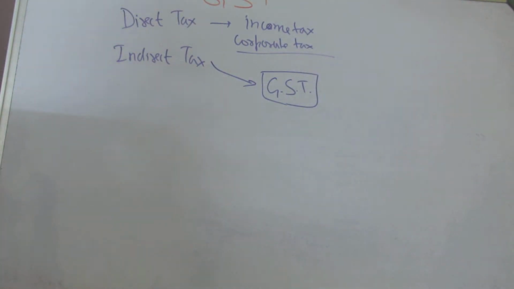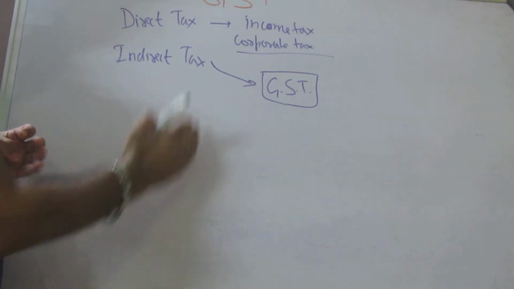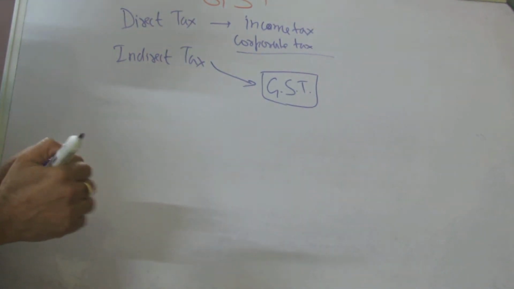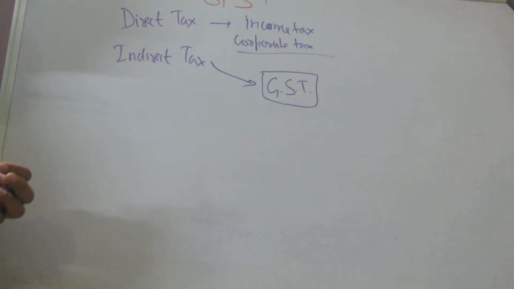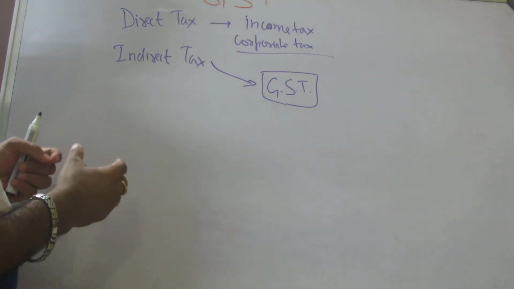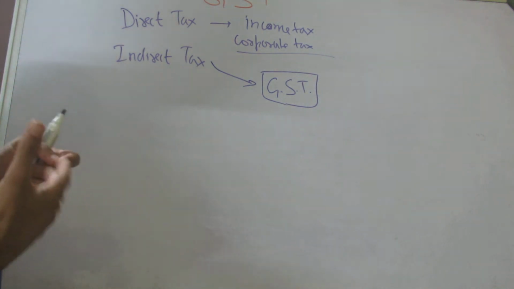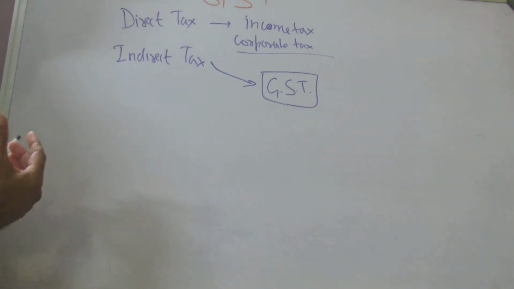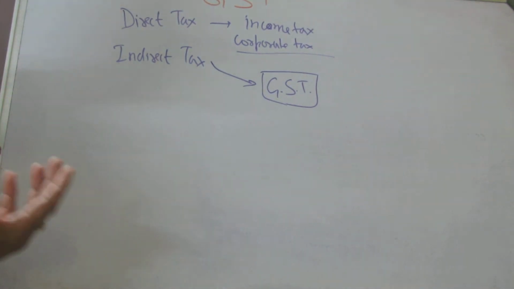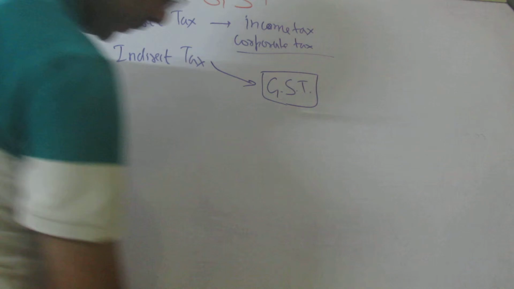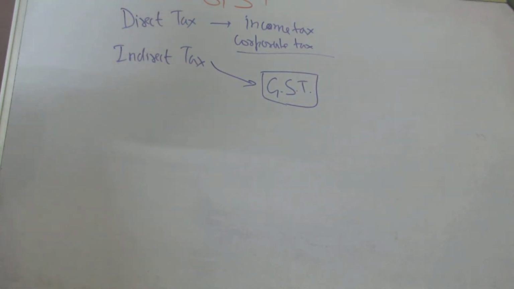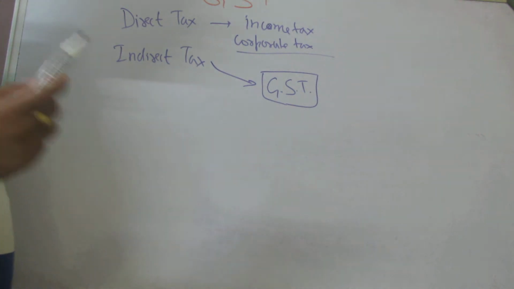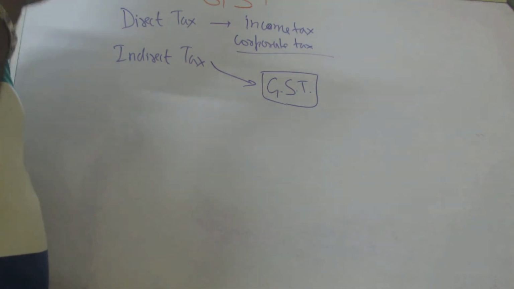Moreover, since now there is only one structure, there is more transparency in the system, and hence the government can earn more taxes because it can bring all the traders into the ambit of GST. Now when we talk about GST, please understand that it is a value added tax and a consumption based tax. What does that mean?